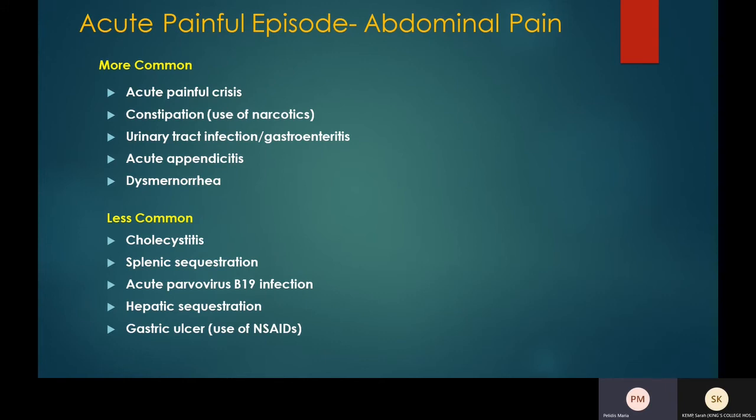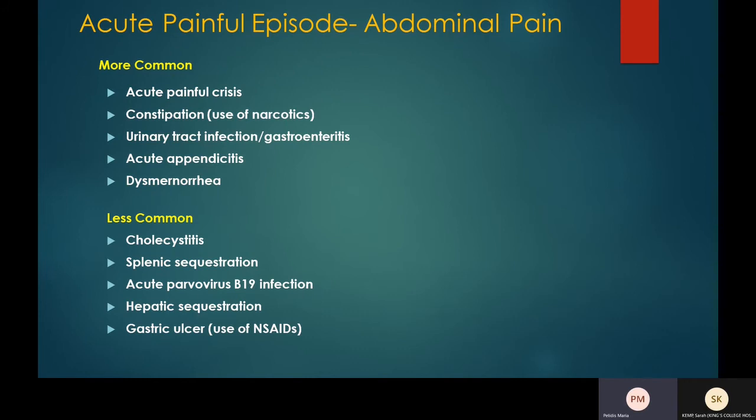Sometimes an acute painful episode in the abdomen can mimic acute appendicitis. So sometimes patients will have significant tenderness and even rebound tenderness. In those patients, it might be helpful to obtain either an abdominal ultrasound or CT of the abdomen to evaluate for appendicitis rather than proceeding directly with surgery. And young women with periods may have dysmenorrhea presenting with abdominal pain. Now, less commonly, but should be considered in people with sickle cell disease, is the presence of cholecystitis, especially if there's a history of gallstones, or a splenic sequestration.